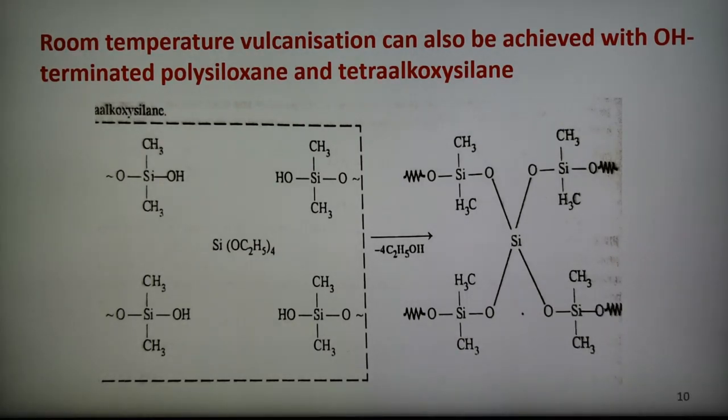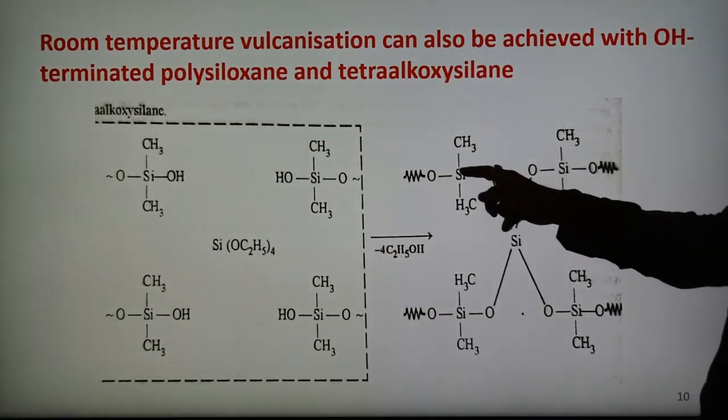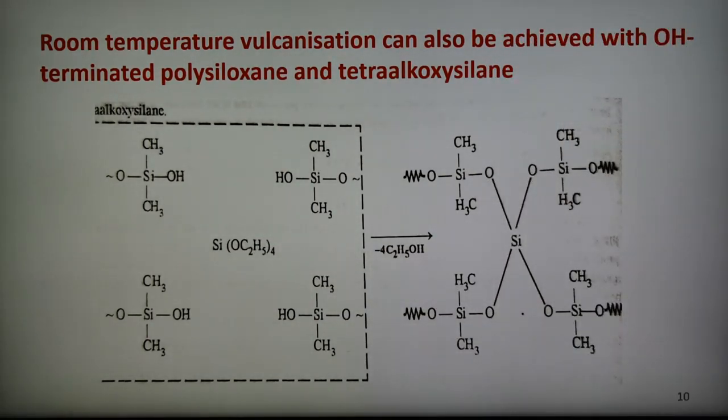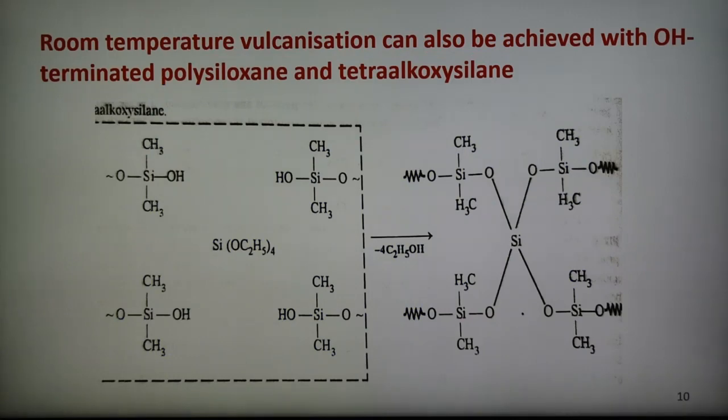This is how one unit forms. In this way, the silicon comes here and C2H5OH is removed, and these four molecules join in this way, and we get this type of tetraalkoxysilane. So these types of compounds are there. Another compound is silicon rubber, and another method is also there, the HTV method.